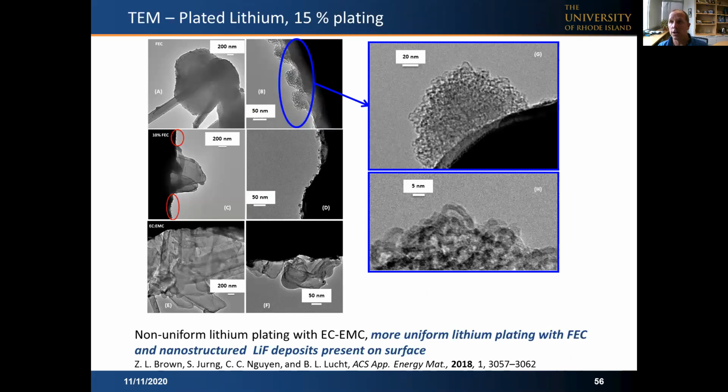So when we went back and looked at the TEM images again, we were happy to see that in the case of the FEC-based electrolyte, we see very similar nanostructured surface films containing nanostructured lithium fluoride particles. So once again, this is consistent with the fact that if we generate these nanostructured lithium fluoride particles, which are covered by a layer of lithium carbonate, somehow this is affording us good lithium plating capabilities.